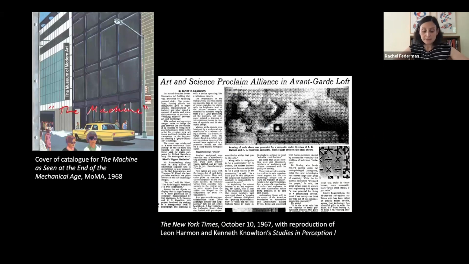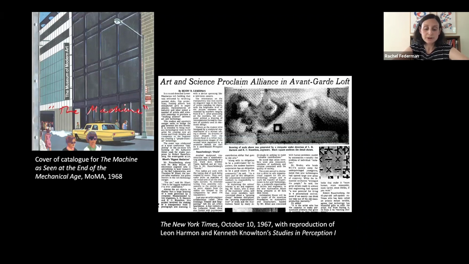MoMA asked Experiments in Art and Technology, or EAT, to curate the concluding section of its 1968 exhibition, The Machine as Seen at the End of the Mechanical Age, a survey on the machine in art. The metal-bound exhibition catalog begins with Leonardo da Vinci, and ends with a 5-foot wide computer rendering by Leon Harmon and Kenneth Knowlton from Bell Labs entitled Studies in Perception 1.